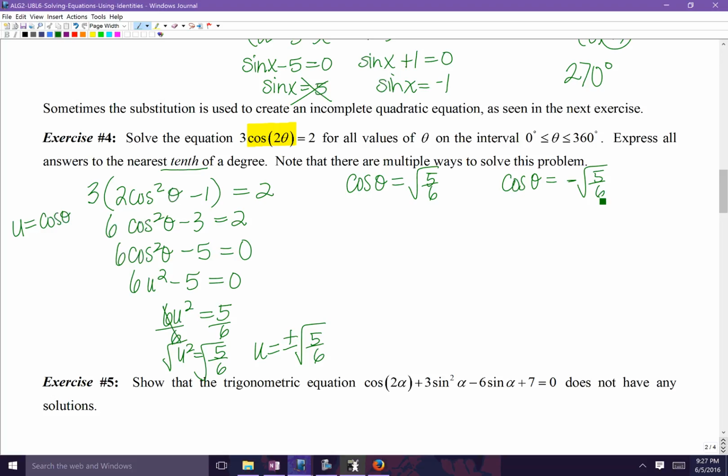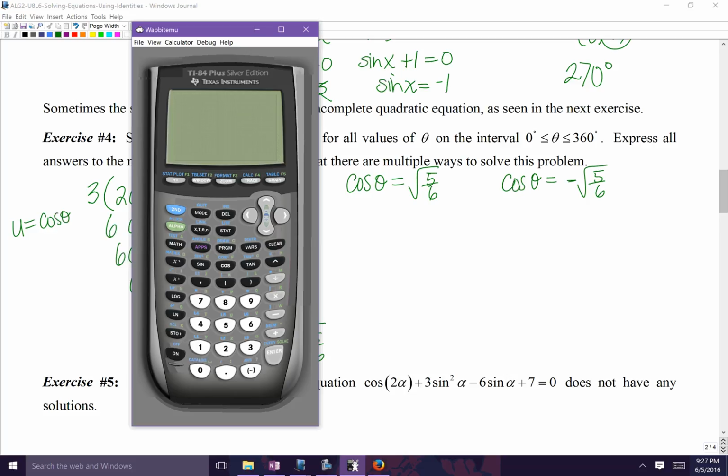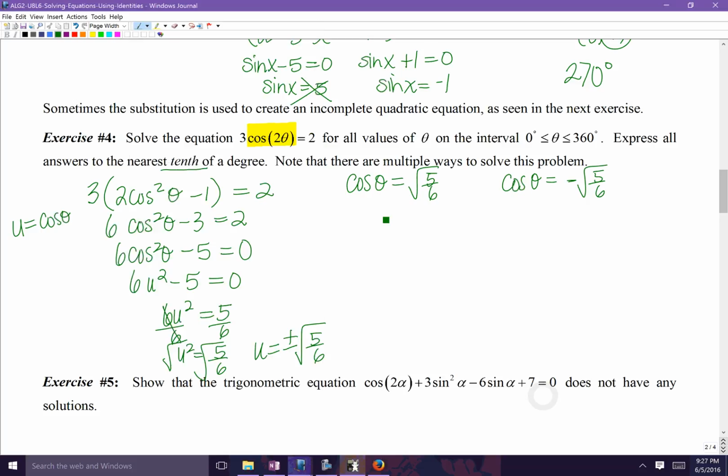This is where I grab my calculator, right? Inverse cosine of the square root of 5 divided by 6. And I get 24.09. The question said to the nearest tenth, so I'm going to say this value of theta is 24.1 degrees. So cosine, again, it's a positive value, right? So let's quickly do a new drawing. Okay, so if I had this and this was 24.1 degrees, right?